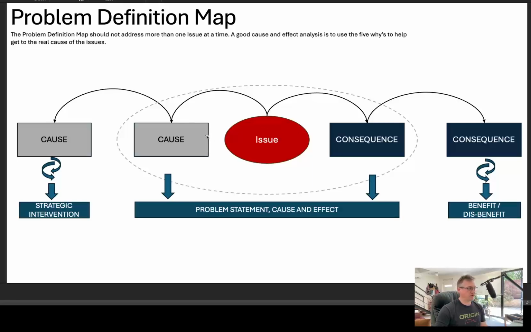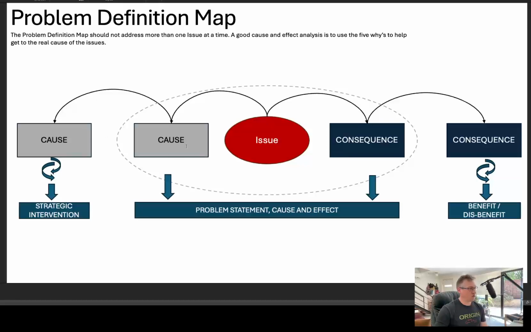So maybe the strategic intervention cause could be the business hasn't taken a proactive approach to our IT systems, so we're well behind the eight ball. Obviously the cause is that systems are old for that issue, and the issue being can't keep up with the pace of business, slow, unable to get the reports we need, can't integrate with new pieces of software.